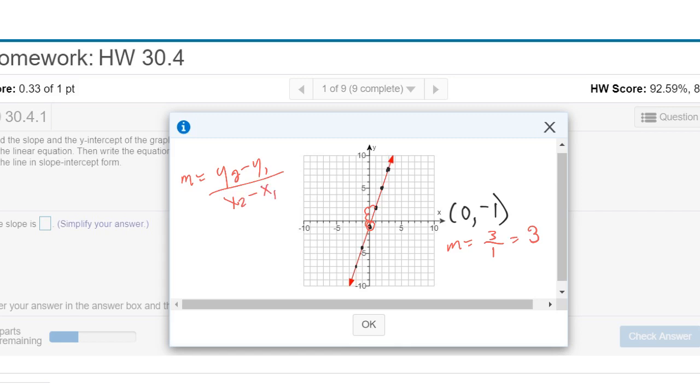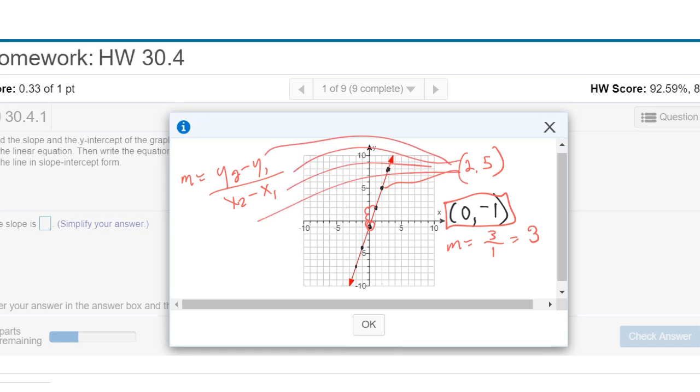Now, if you like the formula, you could do the y2 - y1 over x2 - x1. And so you could use this y-intercept as one of the points. And then you could also use, say, that point there. That point is 2, 5. So you could use those points and plug them into the formula if you wanted to, wherever they're supposed to go, and find out the slope too. Hopefully that helps.